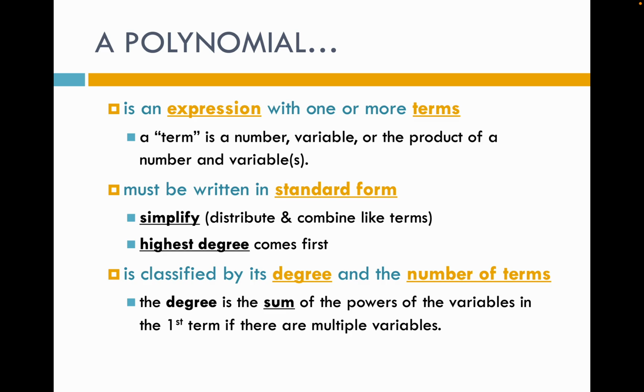And this is new. The term with the highest degree, the highest power, comes first, which we're going to discuss, what they mean by highest degree. It is also classified by its degree and by the number of terms that it has. The degree is the sum of the powers of the variables in the first term if there are multiple variables.